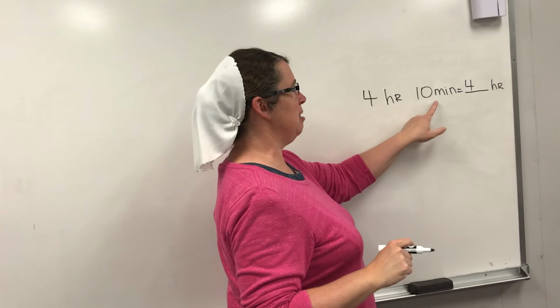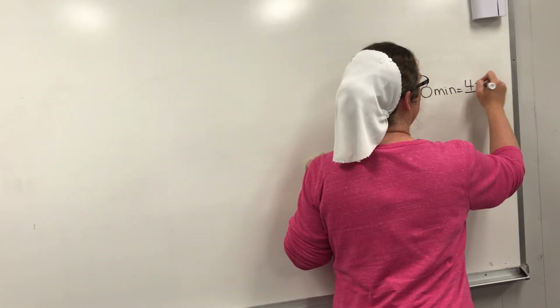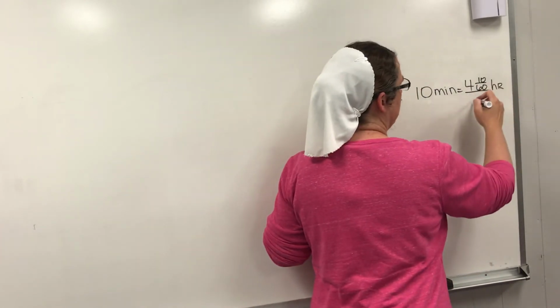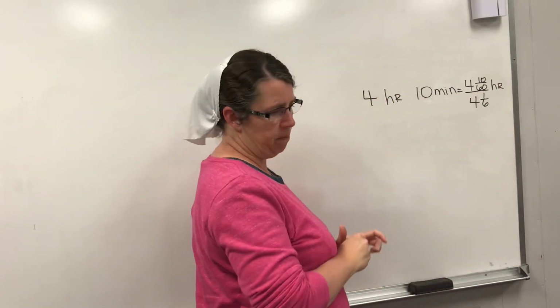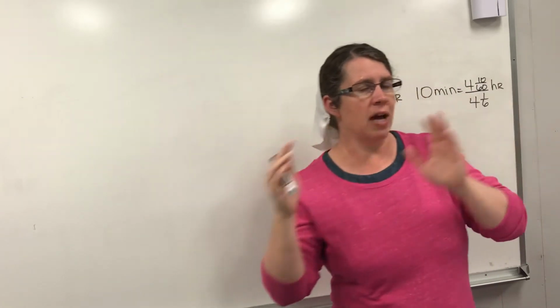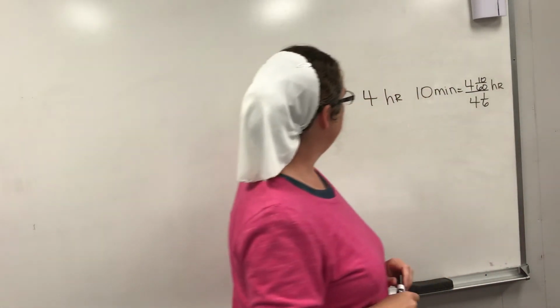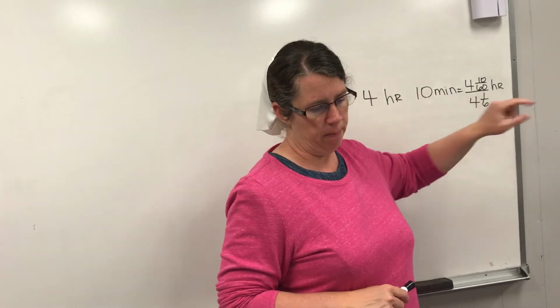Then we're taking these minutes and putting them into hours. There's 60 minutes in an hour, so you put 10 over 60. Then you would reduce it, which equals 4 1/6 hour. So just remember to watch: are you going down to the smaller unit or going to the bigger one? Make sure you watch what this label is over here.